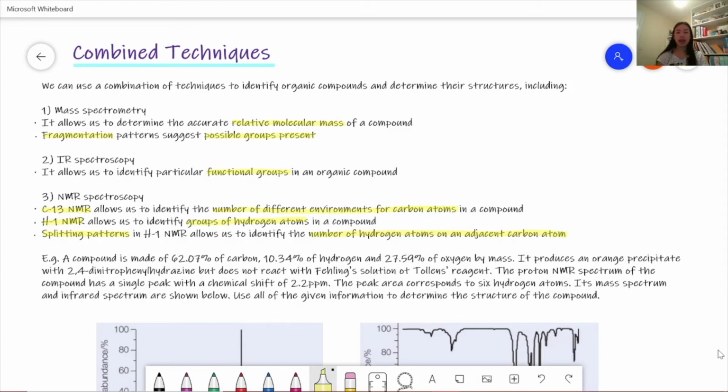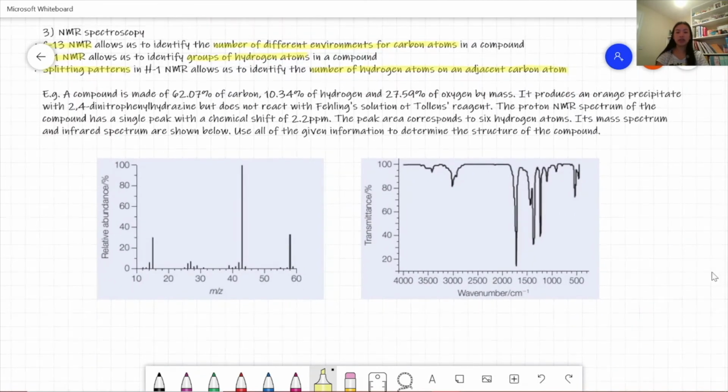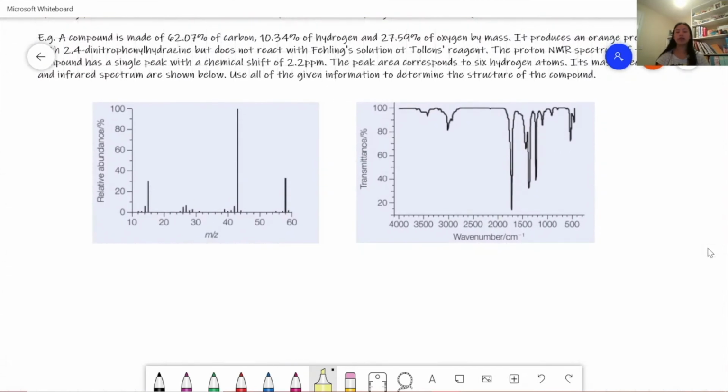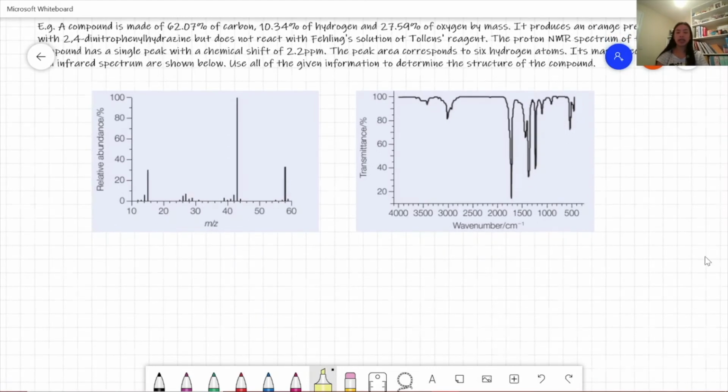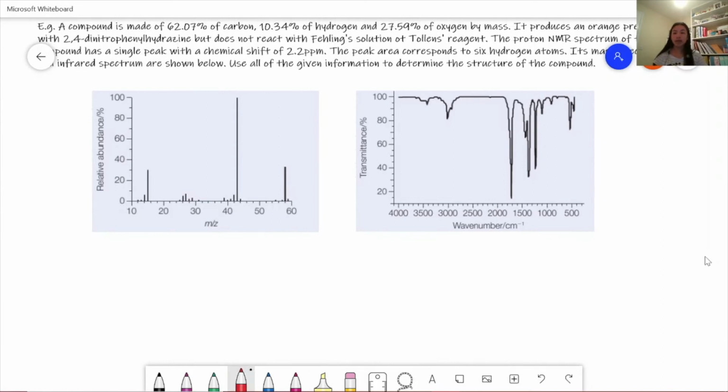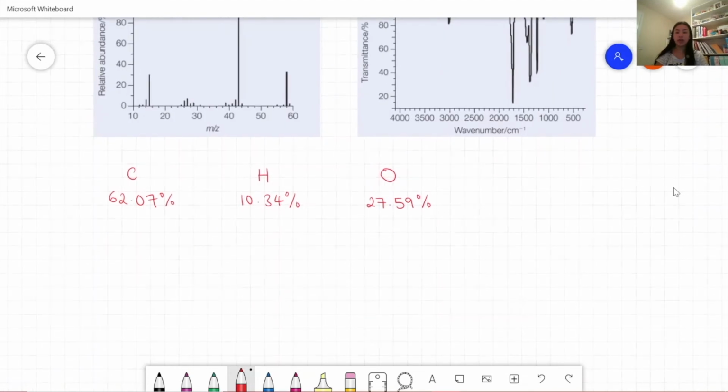So firstly, we're going to look at the empirical formula because that's probably the easiest thing to do first. And we can find out its empirical formula by using its composition by mass. So we do it exactly in the same way as we would normally. So we set it out as carbon and then hydrogen, and then we also have oxygen. So carbon is 62.07%. Then hydrogen is 10.34%. And then we have 27.59% of the oxygen. So first thing we do is divide by all of the relative atomic masses.